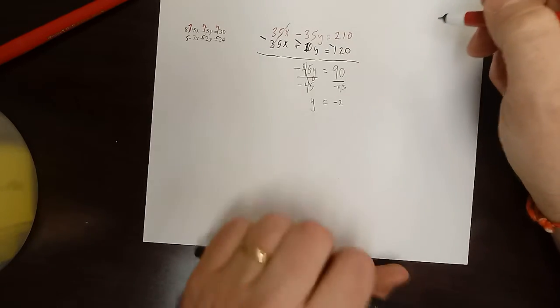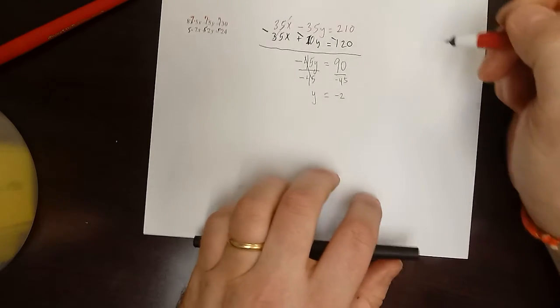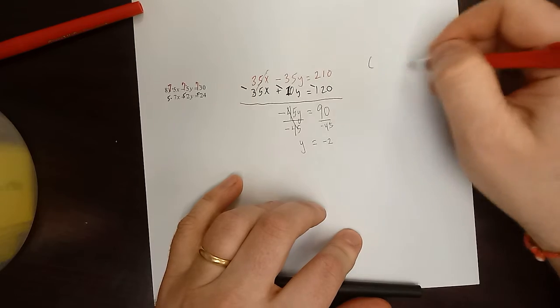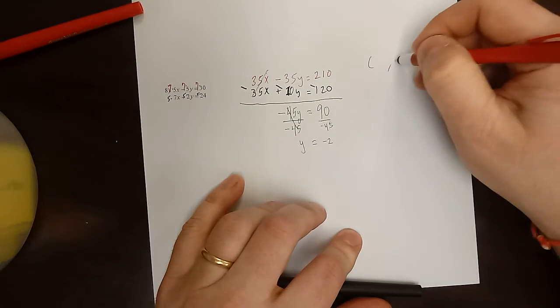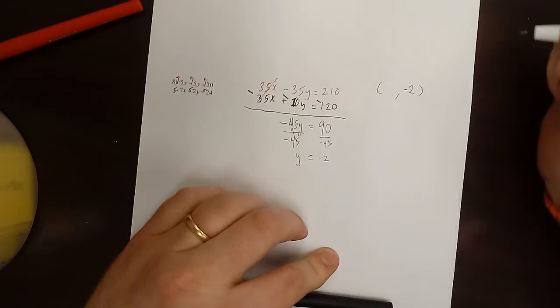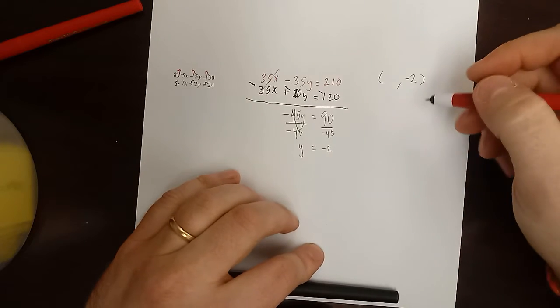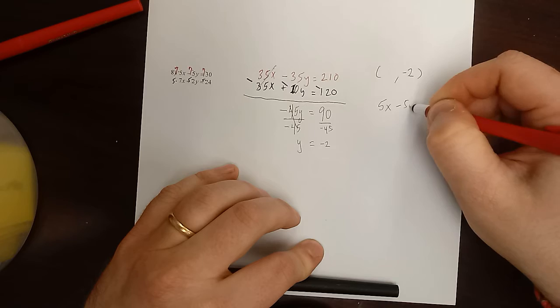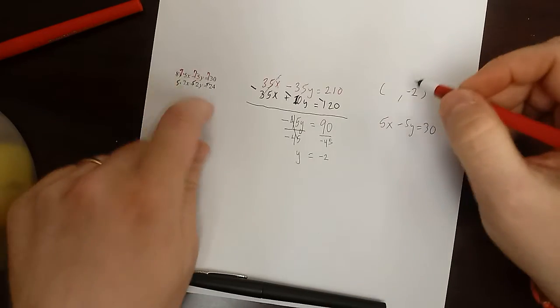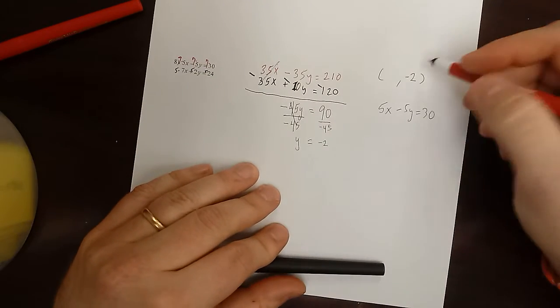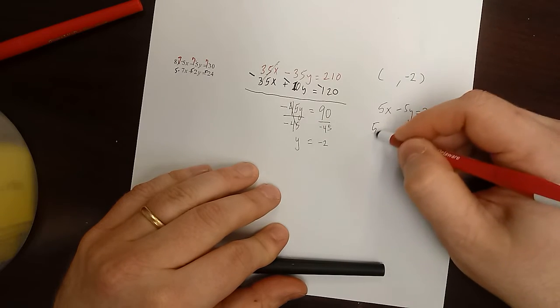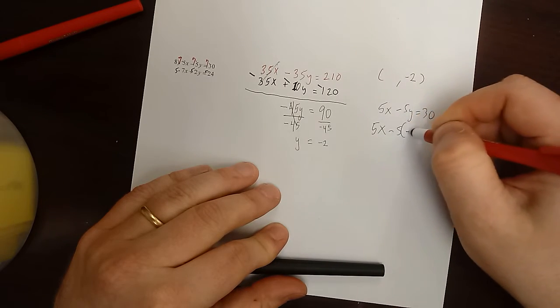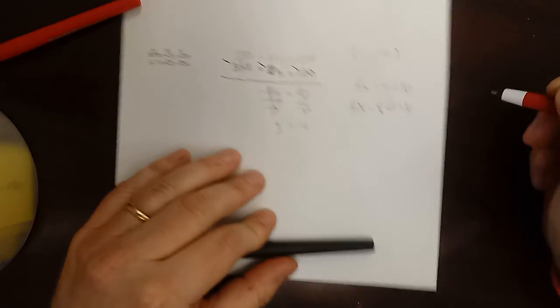Oh, interesting. So this time, instead of ending up with the x value first, we ended up with the y value first. So I just need to be careful that goes in that slot. And then when I plug this back in to check, or to find the other answer, I'll take my 5x minus 5y equals 30. You could have taken either one of the original problems, and I'll plug in negative 2 where y was. So 5x minus 5 times negative 2 is equal to 30.